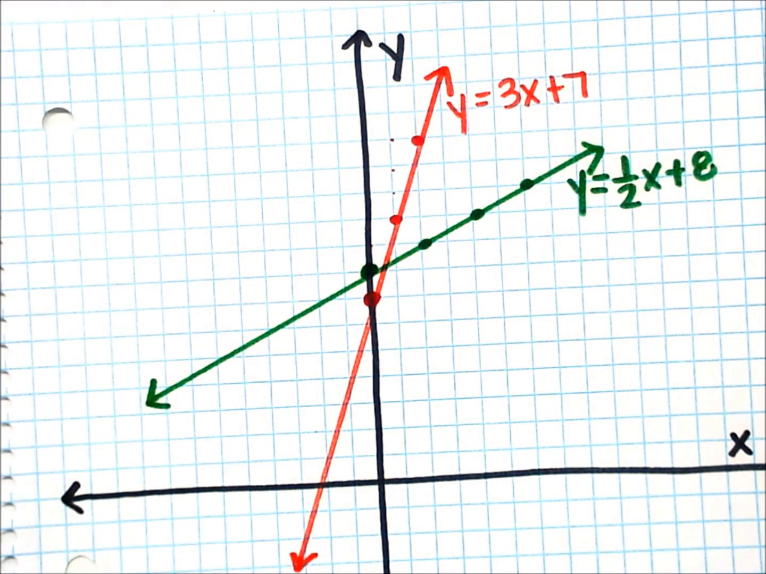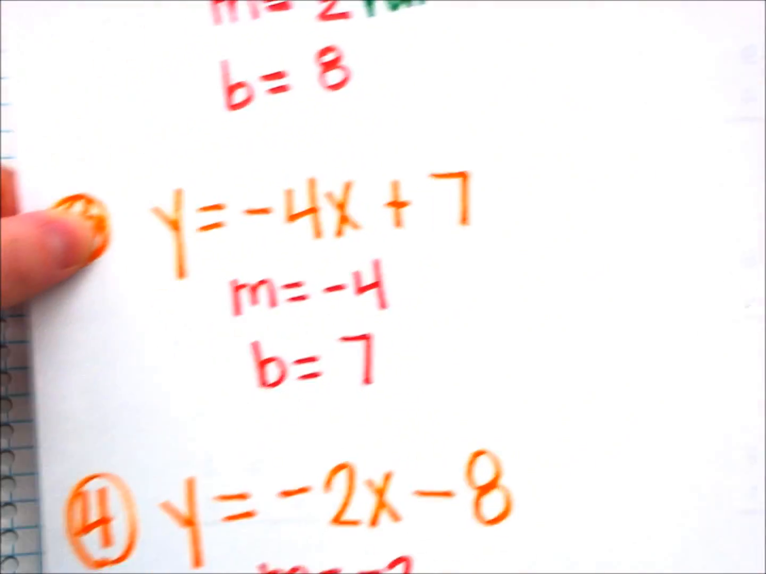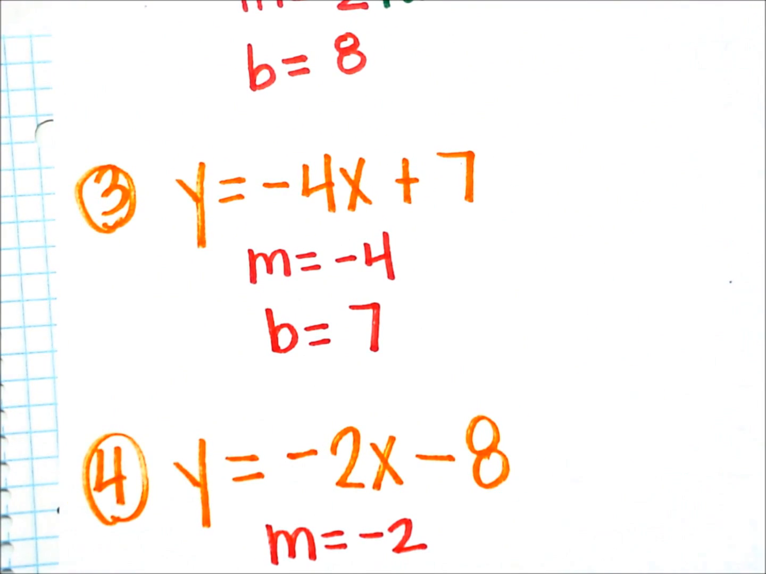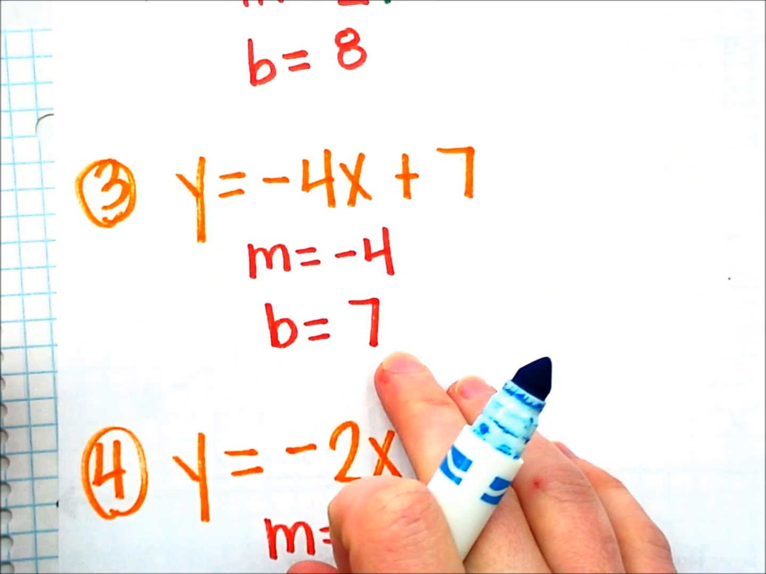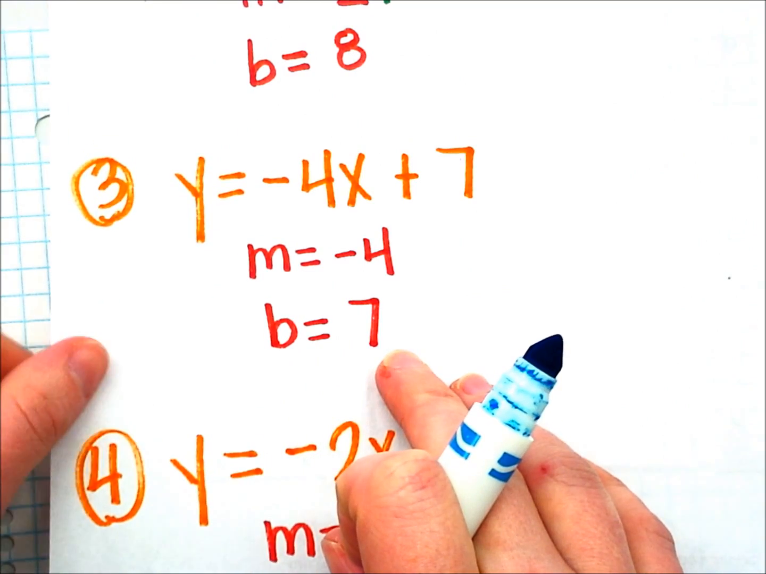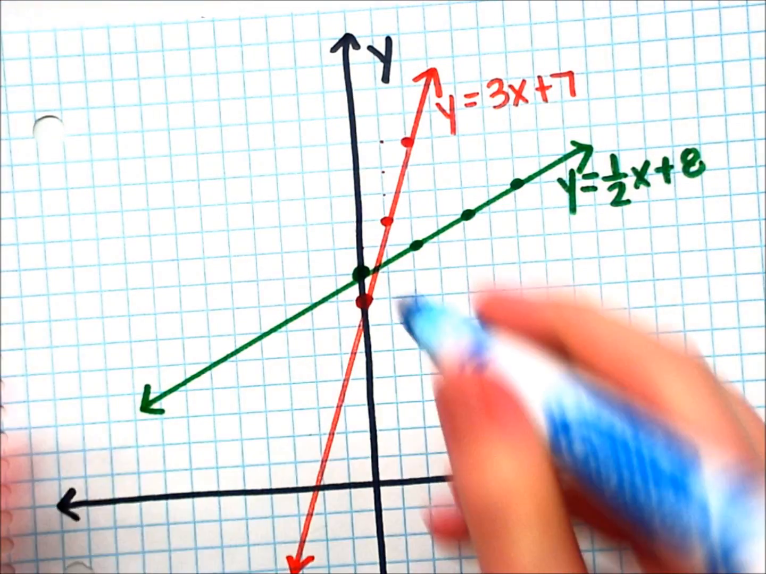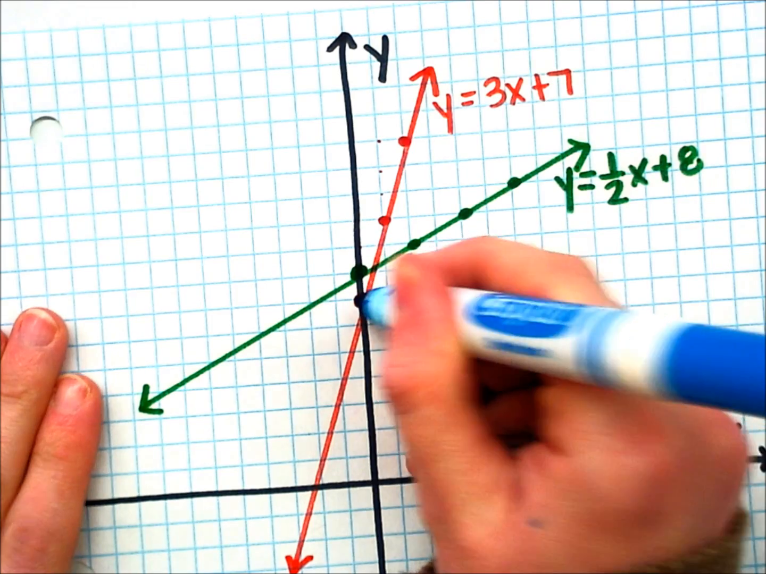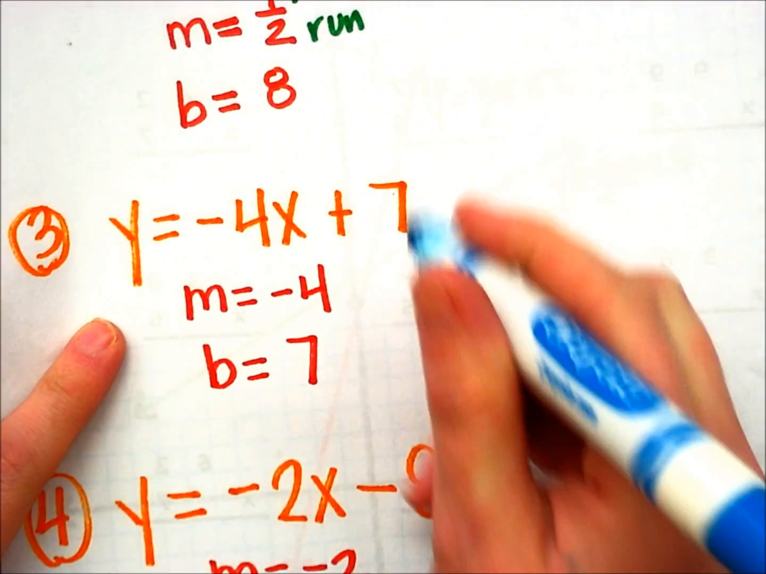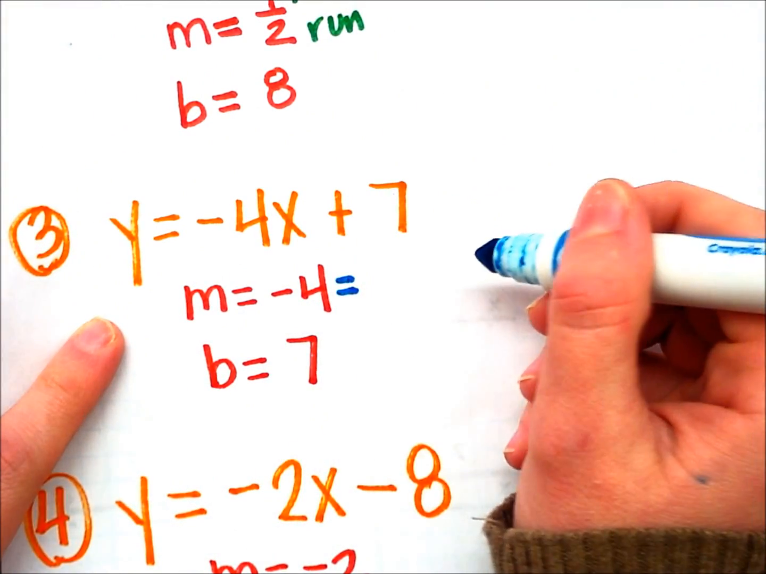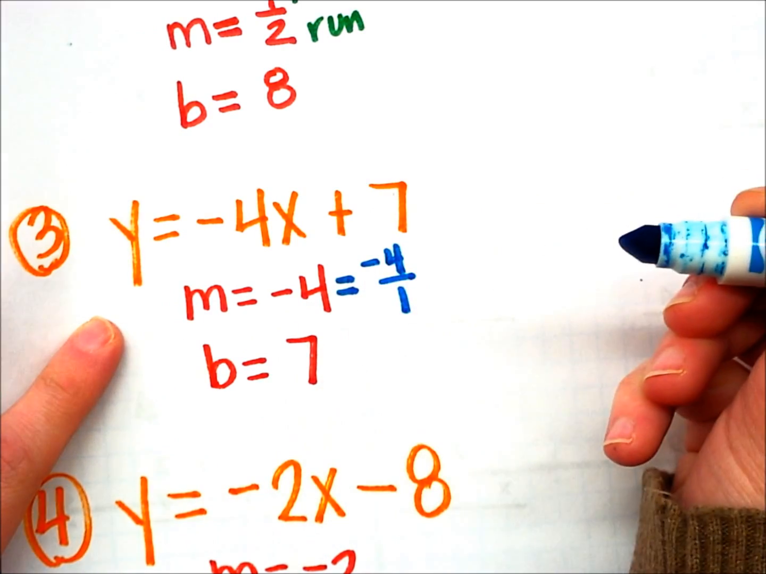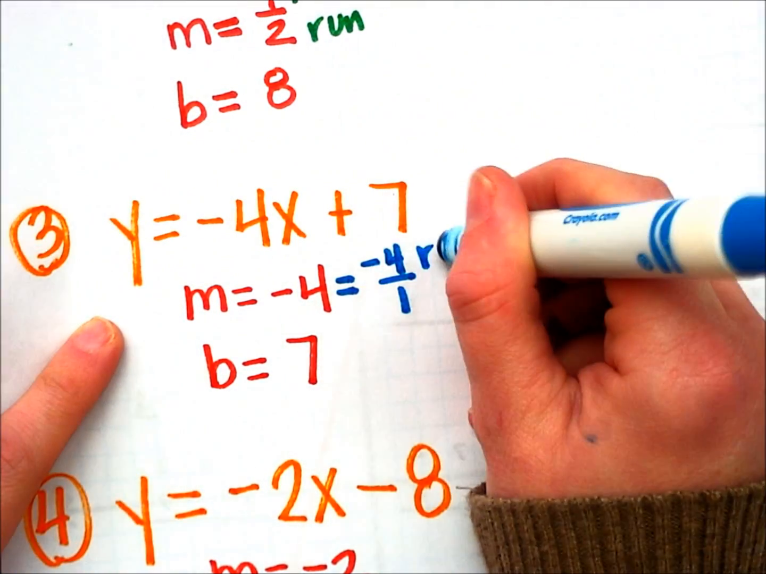Let's do the third example. The third example was y equals negative 4x plus 7. The y-intercept is 7 again. So I'm going to put a point on my grid at 0, 7, which is the same as where this red point was. And the slope here in number 3 was negative 4. Remember that slope needs to be expressed as a fraction so that we can graph it, and negative 4 is the same as negative 4 over 1.